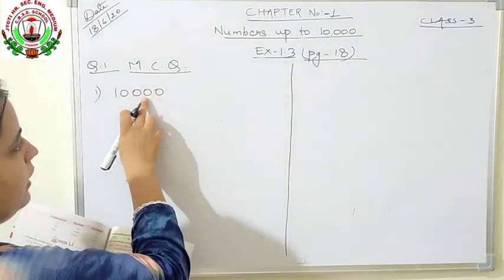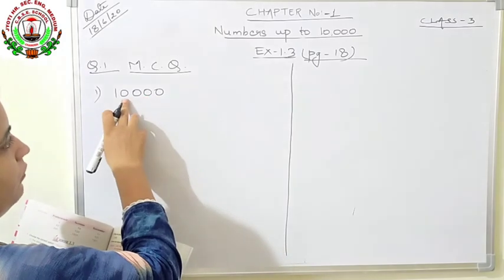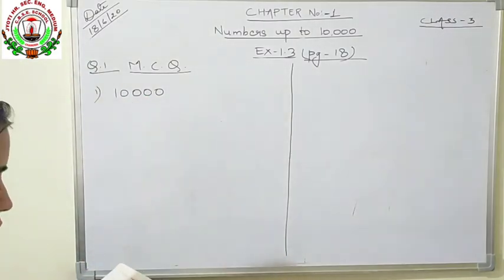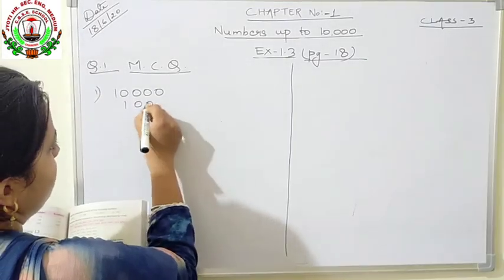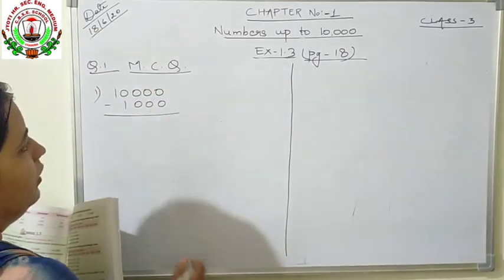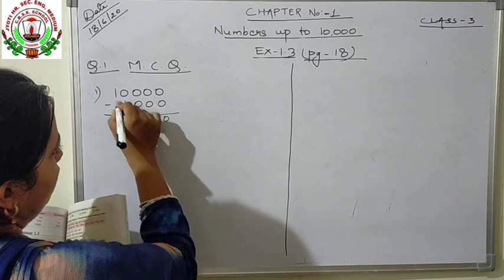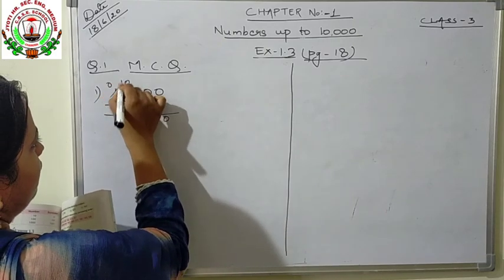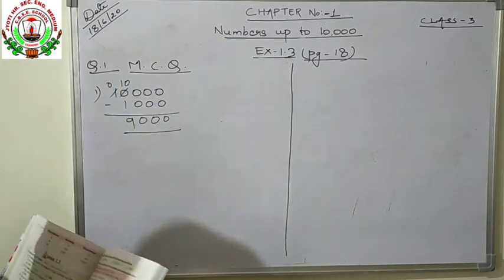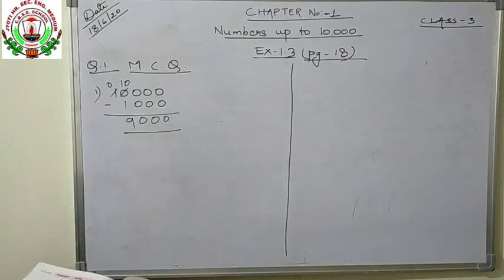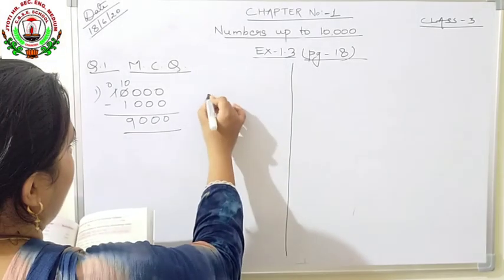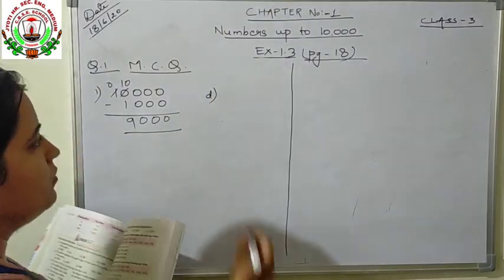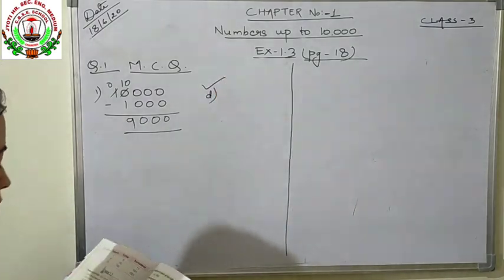The smallest 5-digit number is 10,000. Ones, tens, 100, 1,000, 10,000. 1, 2, 3, 4, 5. This is the smallest 5-digit number, and the smallest 4-digit number is 1,000. You have to find the difference. 0, 0, 0. Here we will take a carry from here. So the difference between the smallest numbers is 9,000, and it is given in option D. So the first question answer is option D. There you will make a tick.